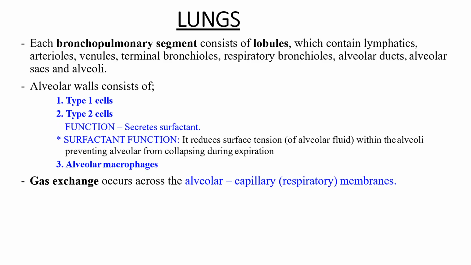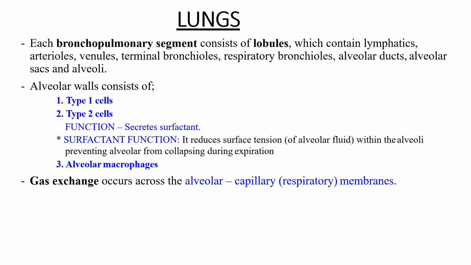And in the lungs, each bronchopulmonary segment consists of lobules, which contain lymphatics, arterioles, venules, terminal bronchioles, respiratory bronchioles, alveolar ducts, alveolar sacs and alveoli.